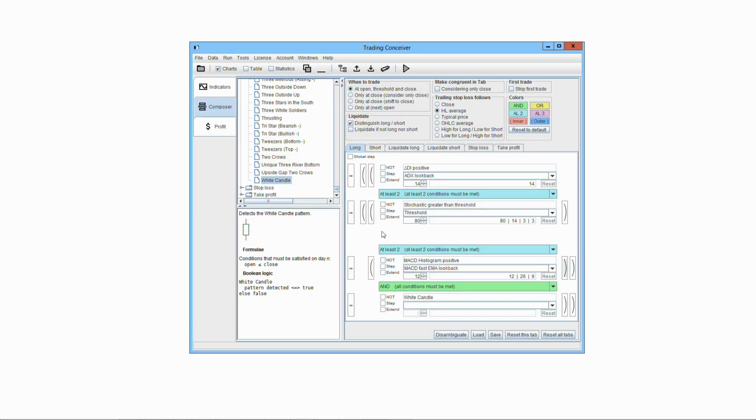The at least two operator, together with its arguments, must always be put between parentheses if another operator appears in the same tab. In this example, you want to enter a long position only on white candles and when at least two of the other algorithms are true.